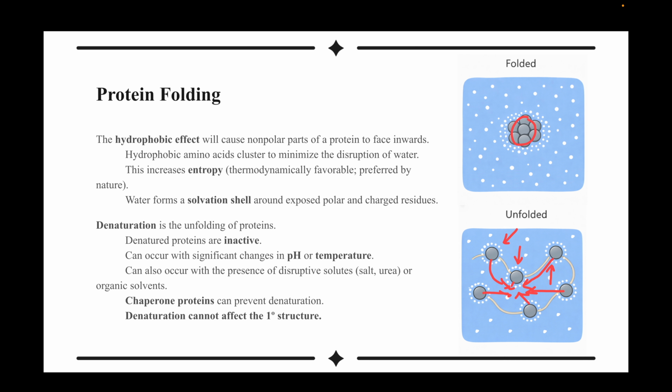It can also occur with disruptive solutes like salt or urea or organic solvents. Chaperone proteins work to prevent denaturation and to refold unfolded proteins. A really important fact you should know for the MCAT: denaturation cannot affect the primary structure. Remember, the primary structure is just the list of amino acids read from N-terminus to C-terminus. No matter how a protein is folded, it can never affect that list.